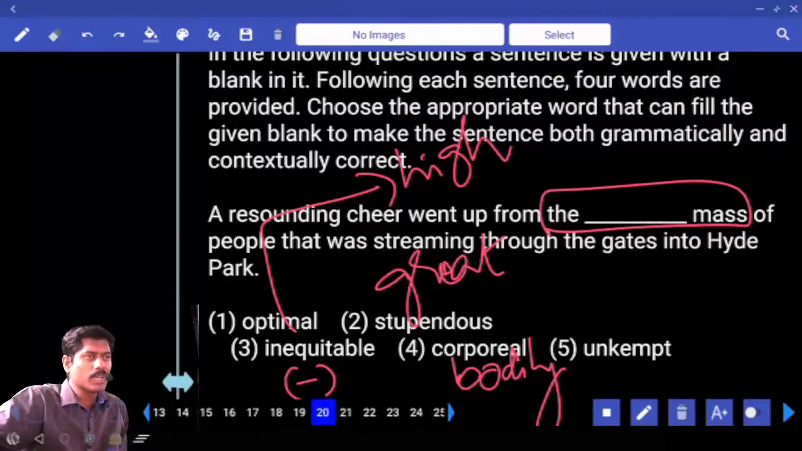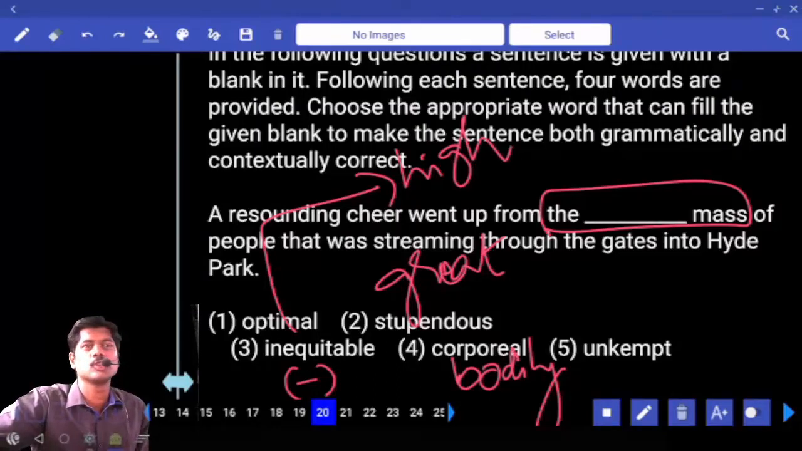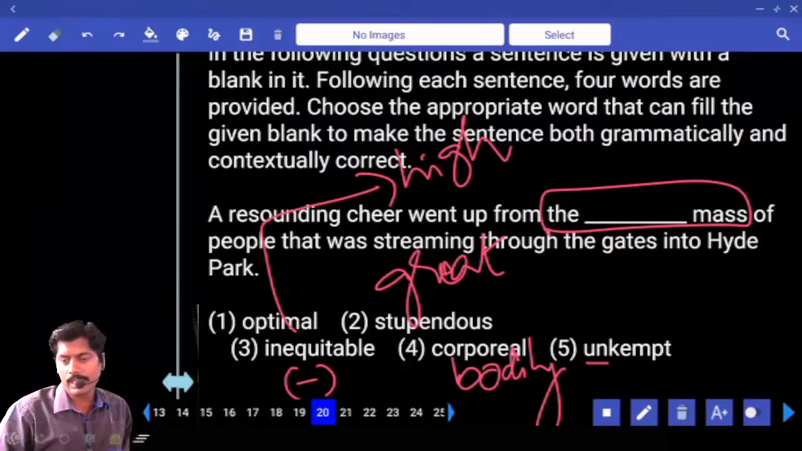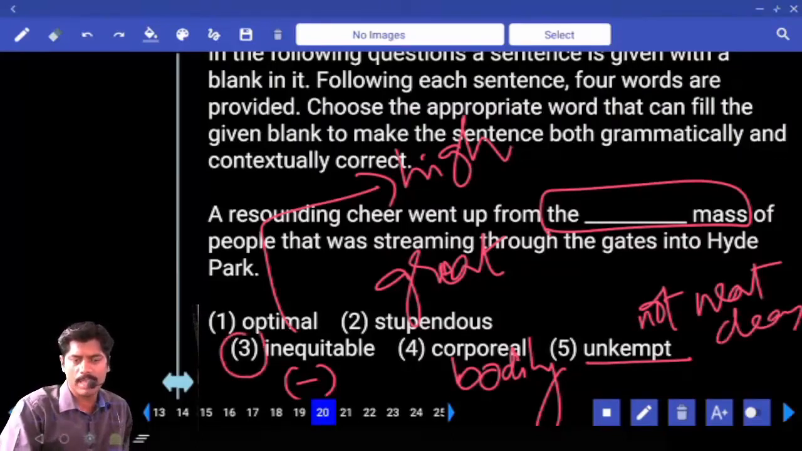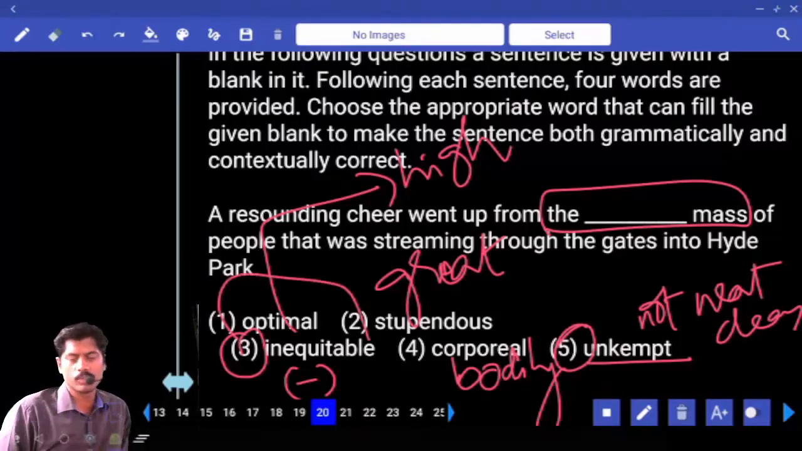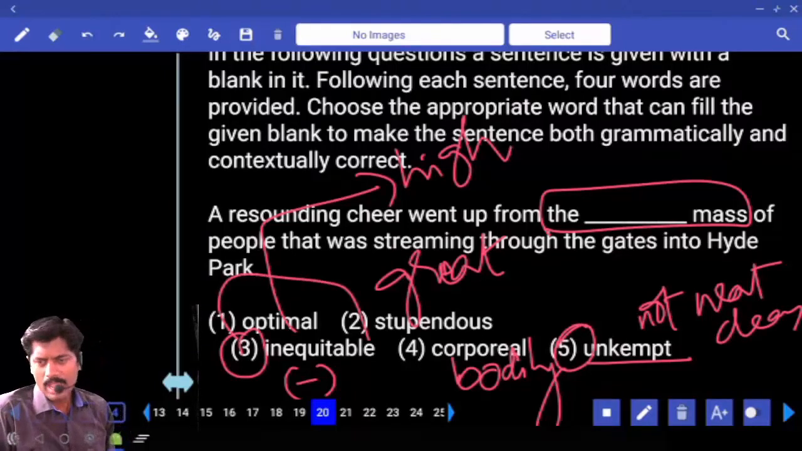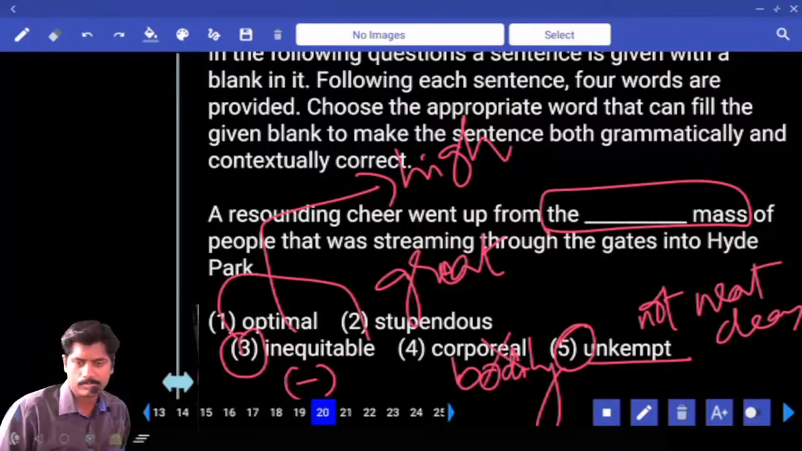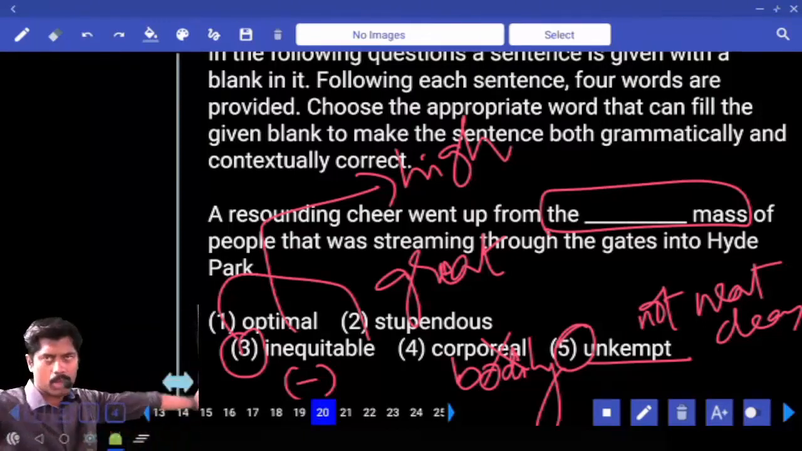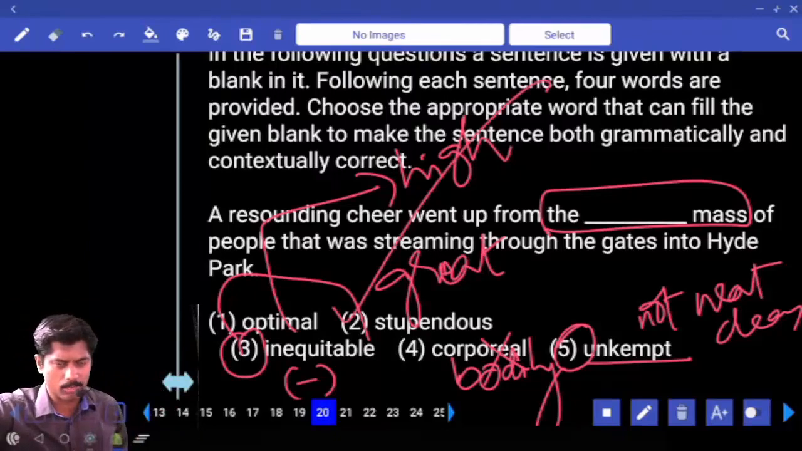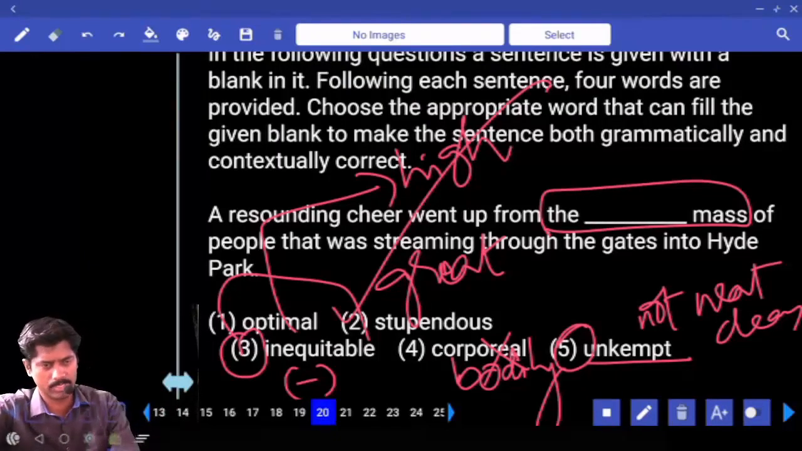We like corporeal satisfaction. We enjoy corporeal pleasures, corporeal punishment. Unkempt, not neat, not tidy. Not neat, not clean. So these 3 and 5 negative meanings, 1 and 2 positive meanings, 4th kind of neutral, and we don't say bodily mass of people. Answer 1, 2 or 3, 5. Answer is mass means very large number of people. So answer is second option, great mass of people, stupendous mass of people.